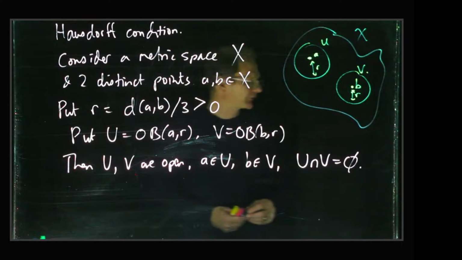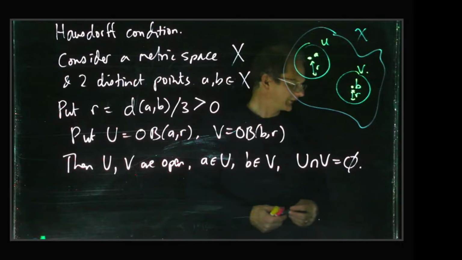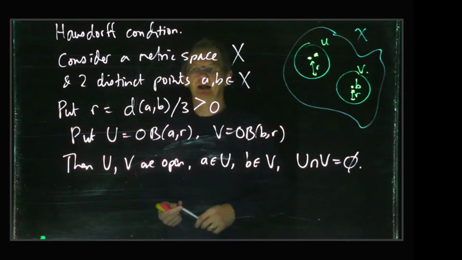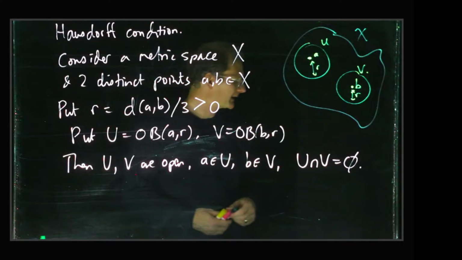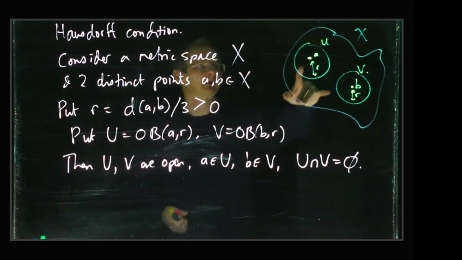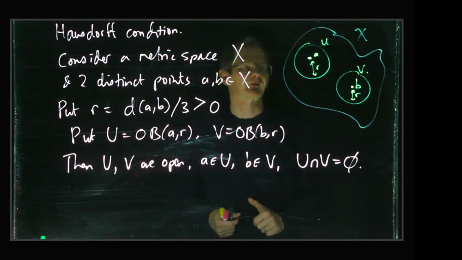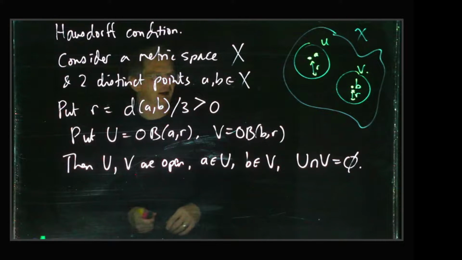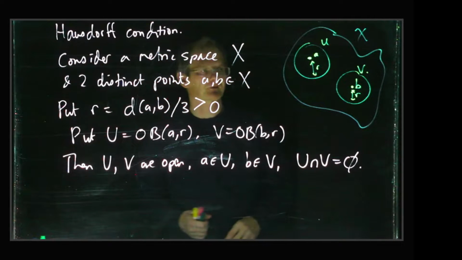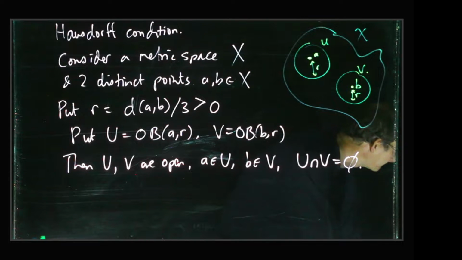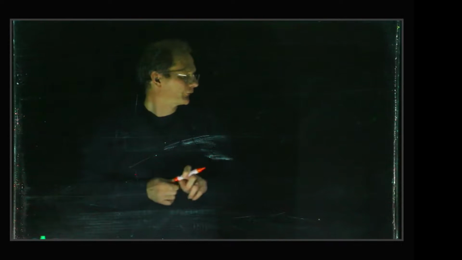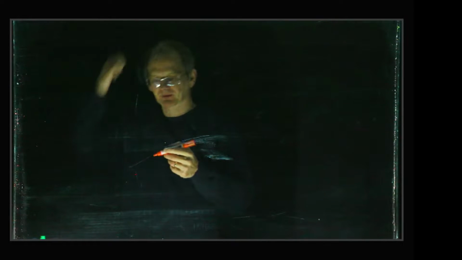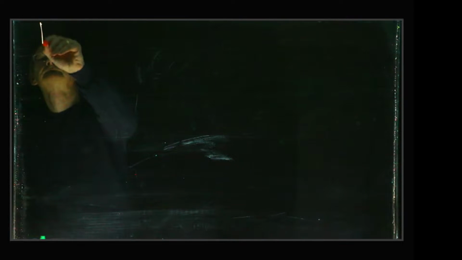But now suppose that X was not a metric space, it was an arbitrary topological space, and we had 2 points A and B in it, and we wanted to find open sets around them, U and V, like this. Well, it's not obvious that that's possible, and in fact in a second we'll have some examples where that doesn't happen. So first though, I want to make a definition to encapsulate the thing we were just talking about.